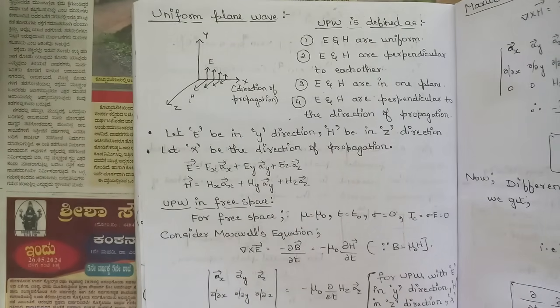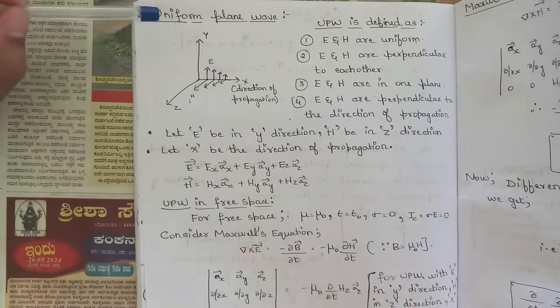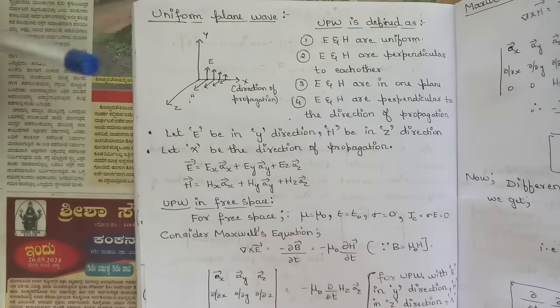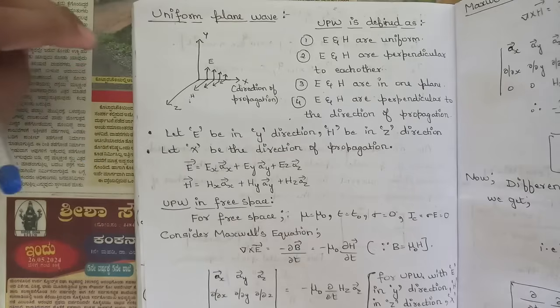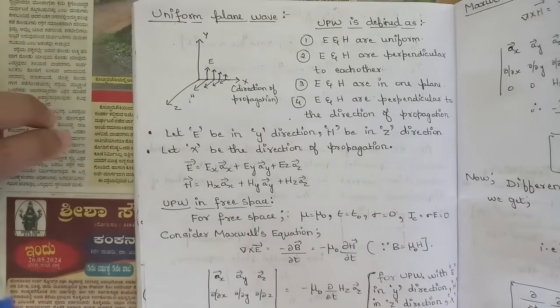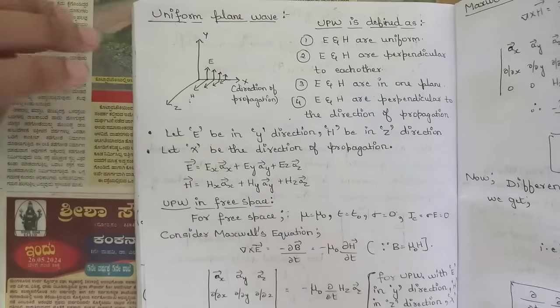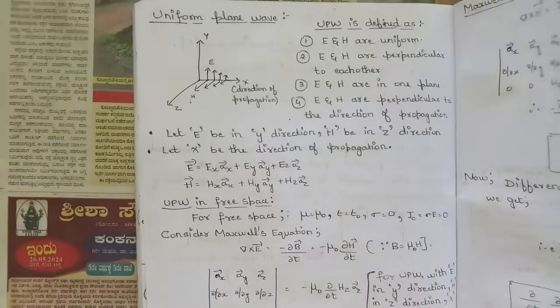In this session we are going to continue with module 5 only, and we are going to discuss one more concept which is related to uniform plane wave. That is, the movement of electric field intensity and magnetic field intensity uniformly distributed along the surface. What is the relationship between them when they are moving in a uniform field or uniform plane wave? So first, the definition of uniform plane wave.